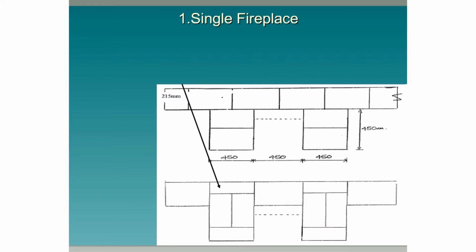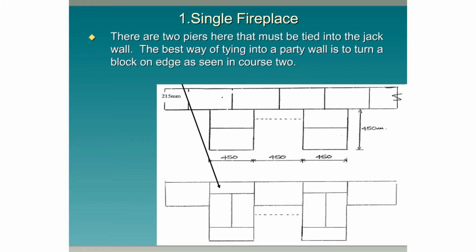The single fireplace. There are 2 piers here that must be tied into the party wall. The best way of tying in a party wall is to turn a block on edge as seen in course 2. This will accommodate the tying in of the piers on either side of the fireplace.